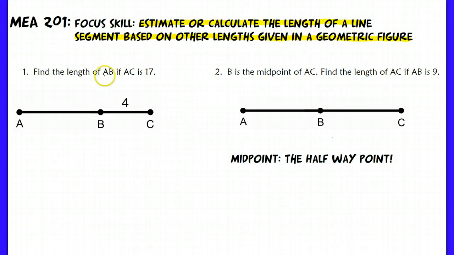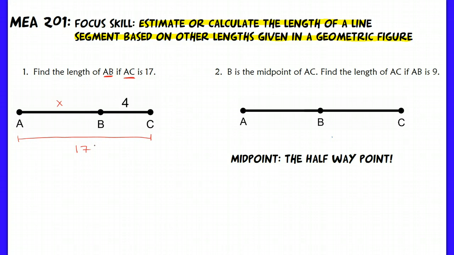So the length of AB, when you see two letters next to each other, that just means the distance from this point A all the way to this point B. So this is what we're trying to find. We want to know what this segment length is if we know that the total length AC, from point A all the way to point C, is 17.